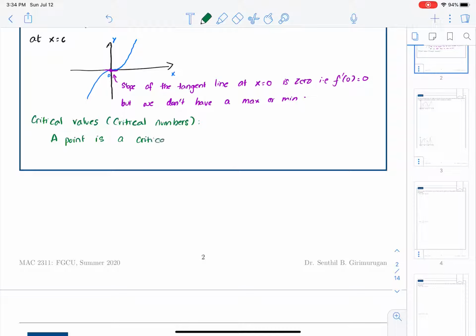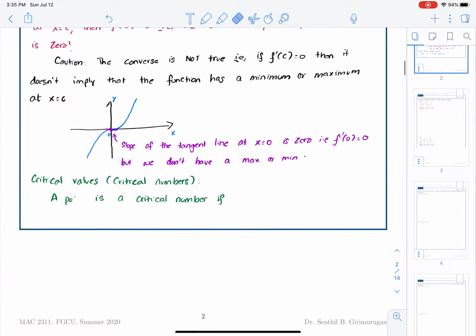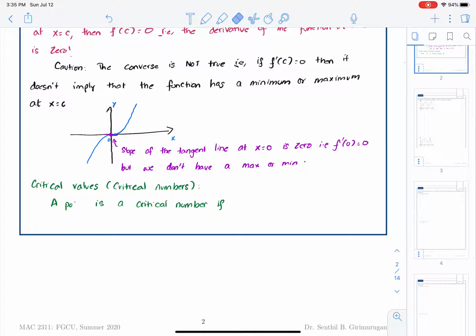A point, I'll say a point C, is a critical number if f prime of C equals 0 or f prime of C doesn't exist. If either of those happens at C, then C is a critical number.